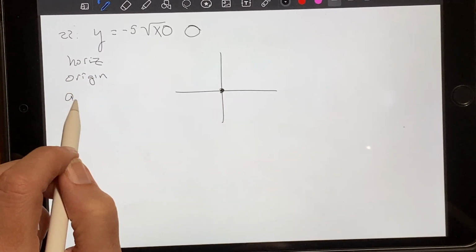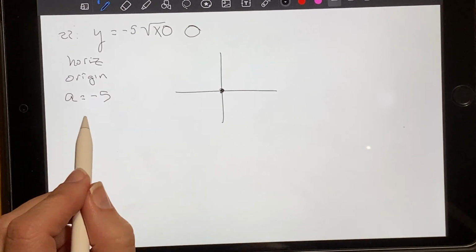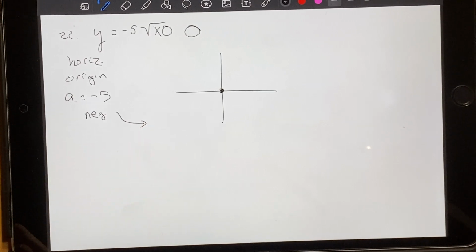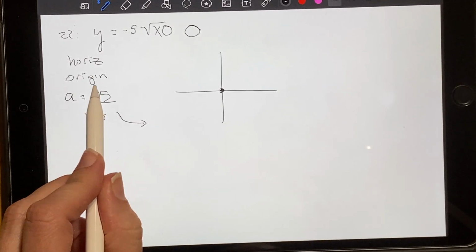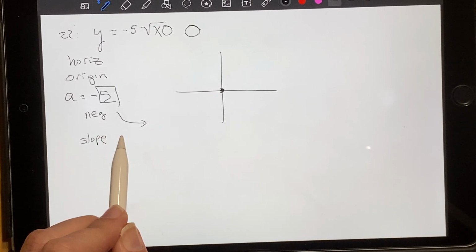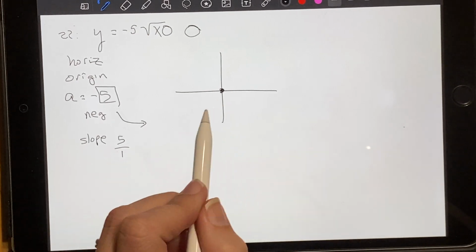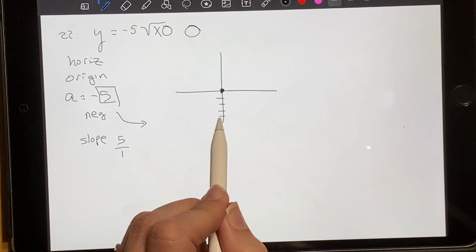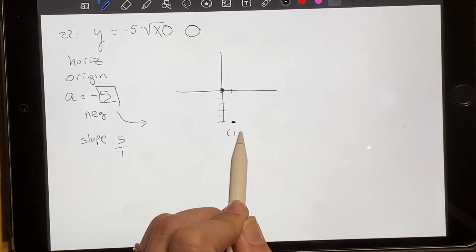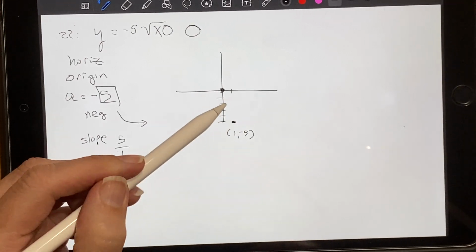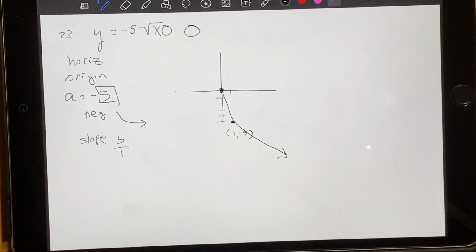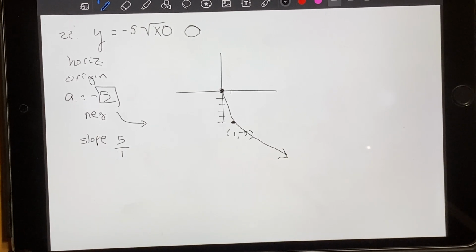Okay, my a value is -5, and since it's negative, I know I'm going to be using the lower portion of my parabola. Because it's 5, I know that for my slope, I've got to go down 5 and over 1. So I'm going to go 1, 2, 3, 4, 5 over 1. My very first point is going to be down here at 1, -5. I start at the origin, and I'm going to make my graph curve through there. Okay, so that's how our graph would look.